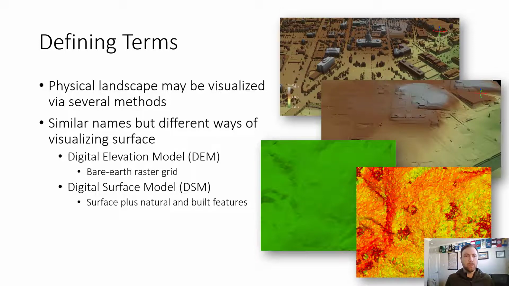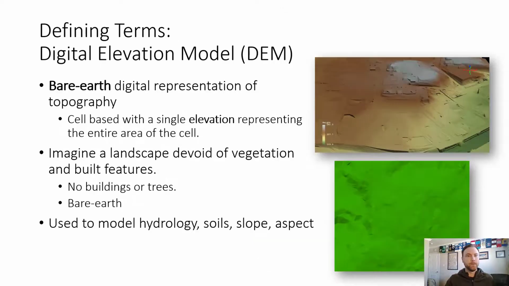In short, a digital elevation model is a bare earth raster grid, meaning a bare earth representation, and a digital surface model would be the bare earth plus natural and built features on the earth's surface. We'll get into that a bit more. A digital elevation model is a bare earth digital representation of topography. It is cell-based with a single elevation representing the entire area of the cell. Essentially, the cell represents a single elevation, and it can be anything from sea level on up.